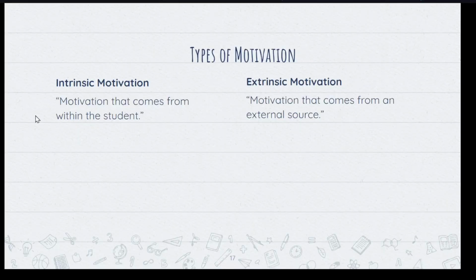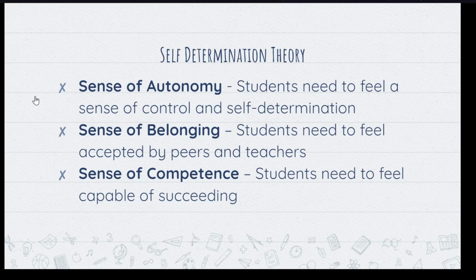So there's 2 types of motivation. There's intrinsic and extrinsic. Intrinsic is within the student or within the person, and extrinsic comes from an external source. So then there's the self-determination theory. The self-determination theory is 3 senses: autonomy, belonging, and competence. So autonomy, basically students need to feel the sense of control and self-determination. They need to feel like they're accepted by their peers and teachers. And they also need to feel capable of succeeding. Because if there's no way to succeed, then why even try?